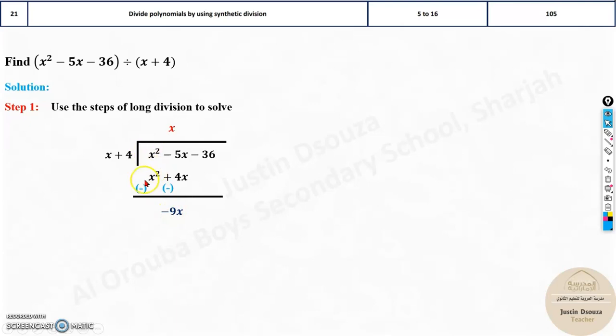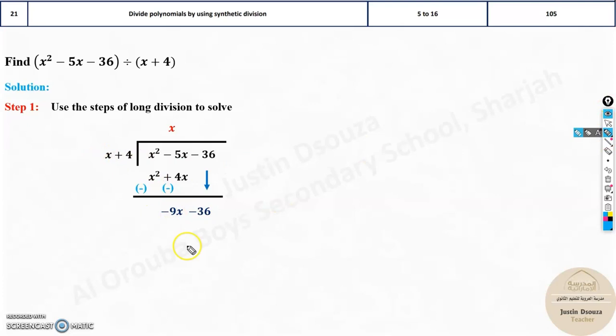Here you're going to get, this cancels, and minus becomes add, and write the negative sign. Minus 5x and minus 4x will be minus 9x. Bring this down over here. It'll be minus 36. Now do the same thing. What do you have to multiply x by to get negative 9x?